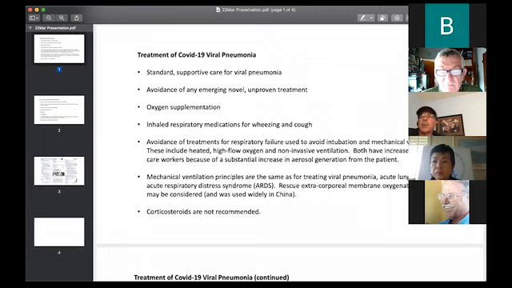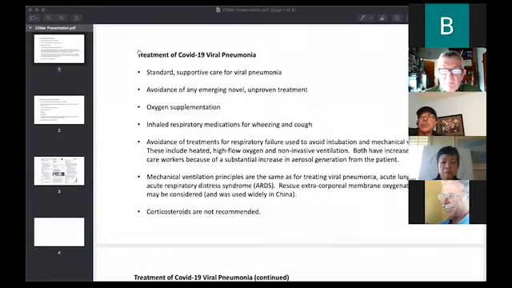For a pulmonary critical care physician or an anesthesia critical care physician or any other physician working in the critical care setting, the treatment with mechanical ventilation follows the standard protocols that we use for treating viral pneumonia, acute lung injury, and acute respiratory distress syndrome. The acronym is ARDS.